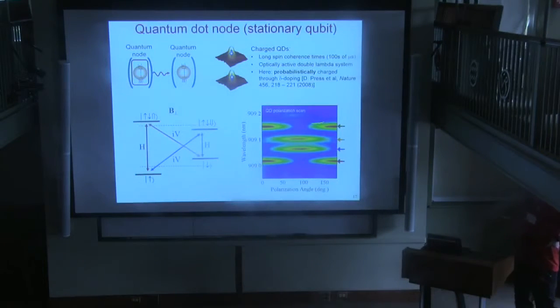And here's the example of one quantum dot that was delta doped to get the excess hole. If you look at the polarization of the emitted light under non-resonant excitation, you can clearly identify all 4 of these transitions. So I'm pretty sure that in a few minutes Ido will talk about what you can do with such charged dots in photonic crystal cavities.